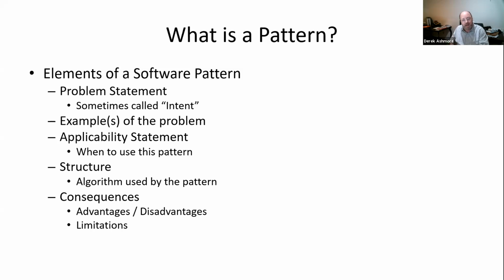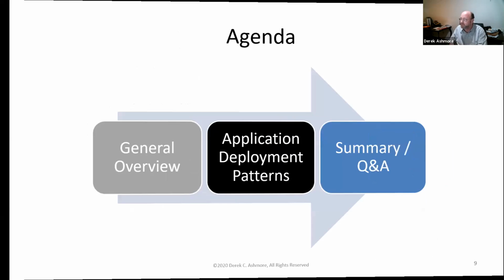Where the pattern applies, where you can use it, where you can't use it: an applicability statement. Say that three times fast. What it looks like, in other words, what its algorithm is, and the consequences. I'm labeling that as advantages or disadvantages or limitations. That dovetails a little bit with the applicability statement, but there it is.